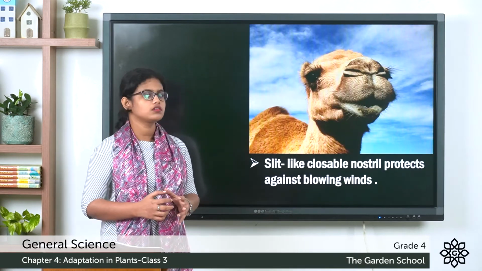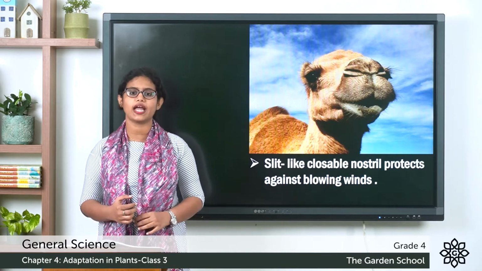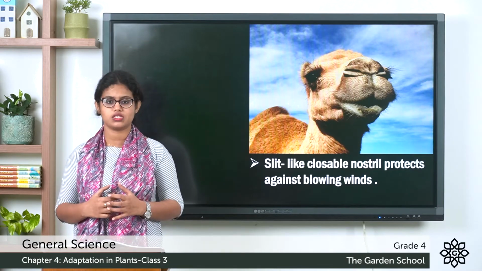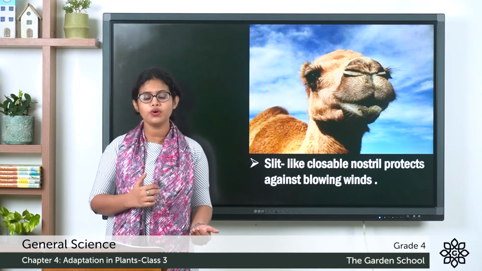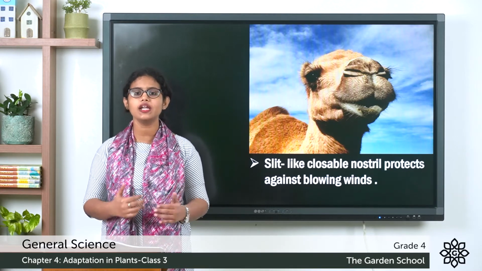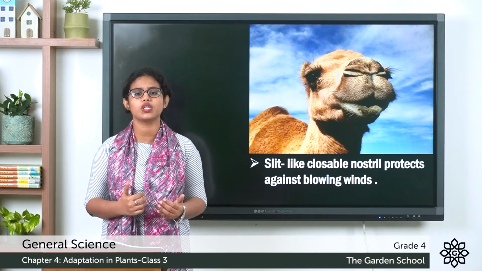And the next one is about their nostrils. Do you know what kind of nostrils they have? They have slit-like closable nostrils. That means they can open and close their nostrils at any time according to their will.